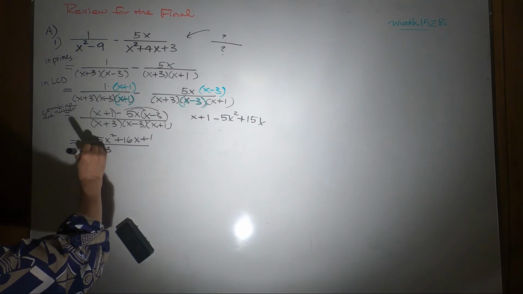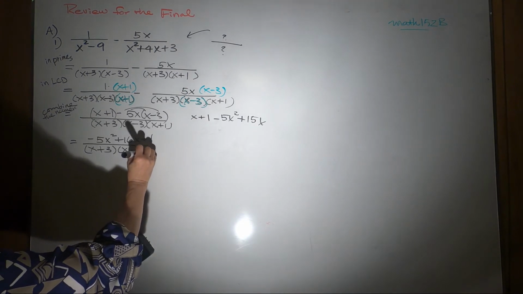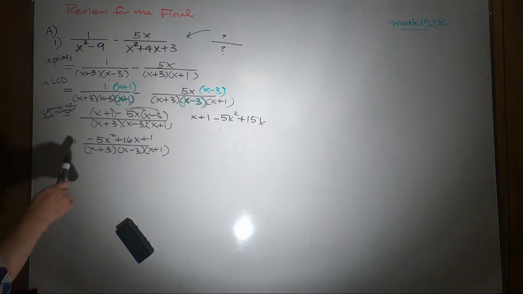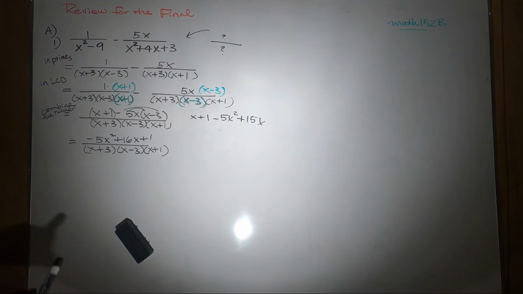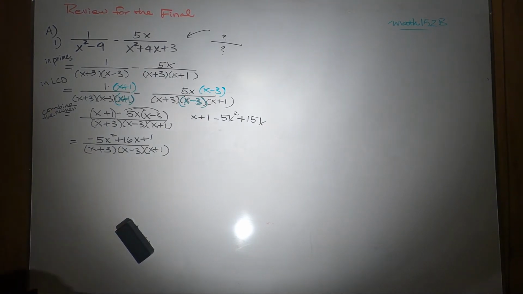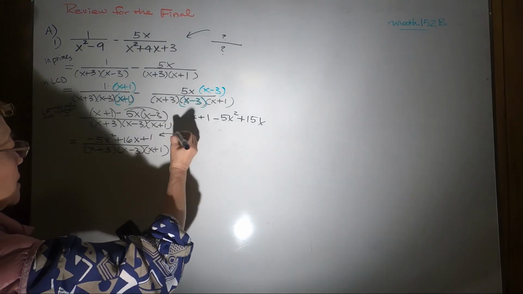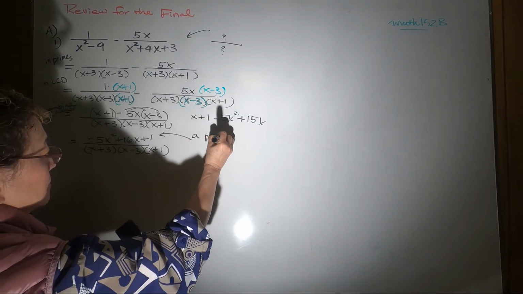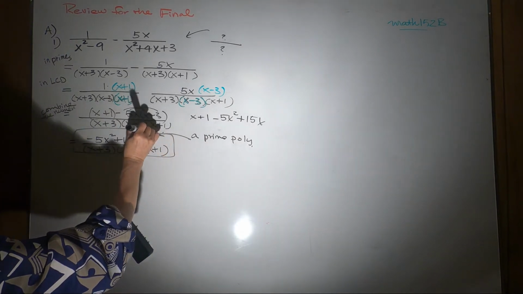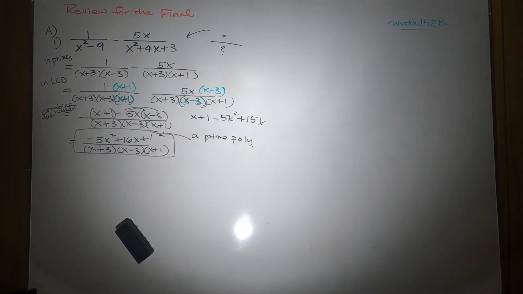Then over the LCD. Then you have to take a look at the top to see if you can break it down more and cancel with the denominator, right? Multiplied together is negative 5, added together is 16. We cannot do it. So that would be a prime polynomial, right? So we cannot simplify anymore. That would be your answer, right?